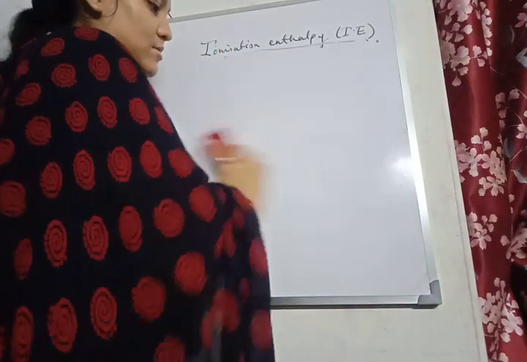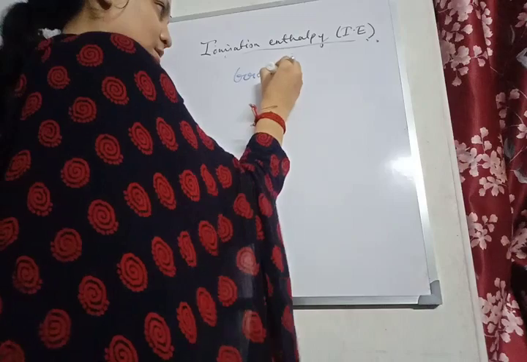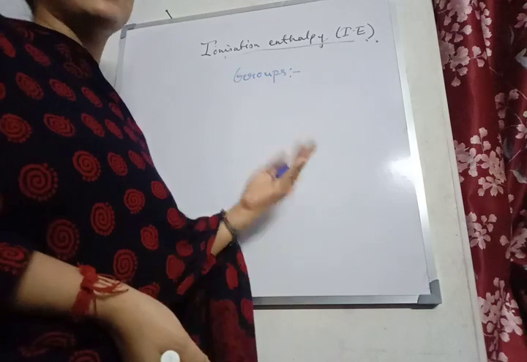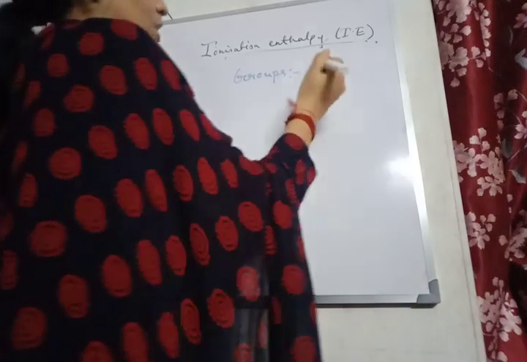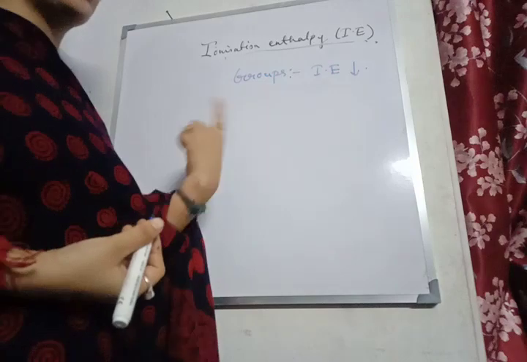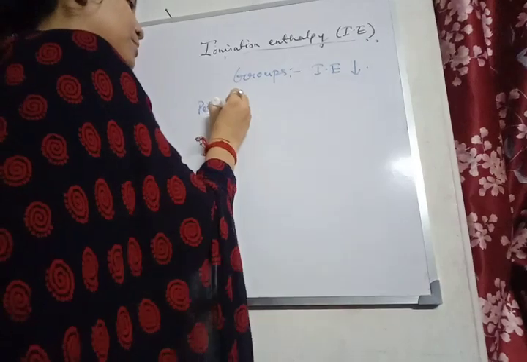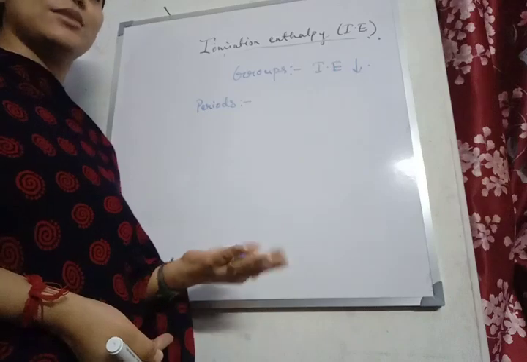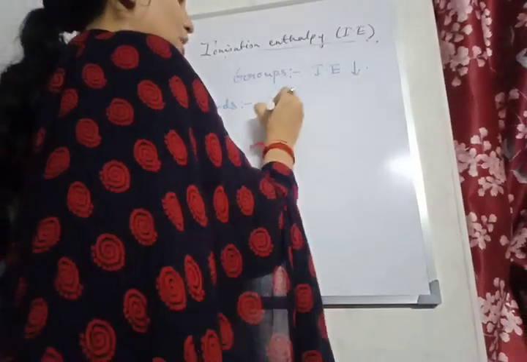Now down a group, what happens? On moving down a group, the number of shells increases, that is, the distance between the nucleus and the outermost shell increases. As a result, the valence electrons are less tightly held and can be easily removed. So on moving down a group, the IE will decrease, as lesser force is required to remove the electron when the distance increases. Now periods. On moving across the period, the nuclear charge is increasing, so the nuclear pull is increasing. As a result, more energy is required to remove those valence electrons. So across a period, IE always increases.